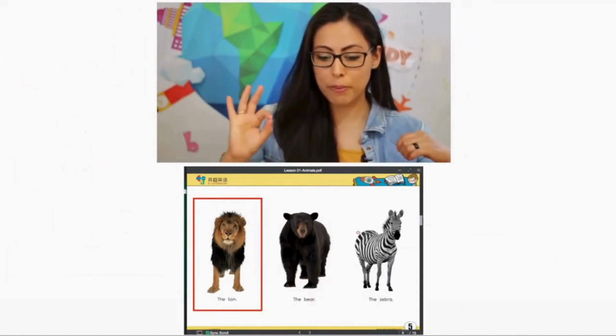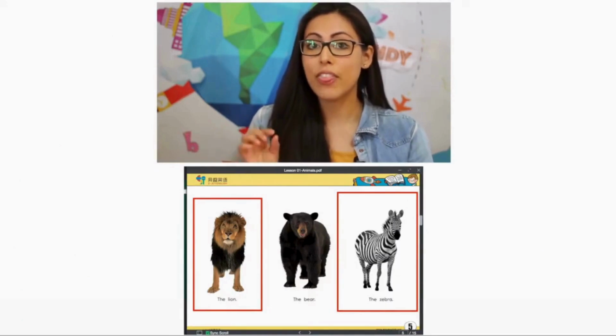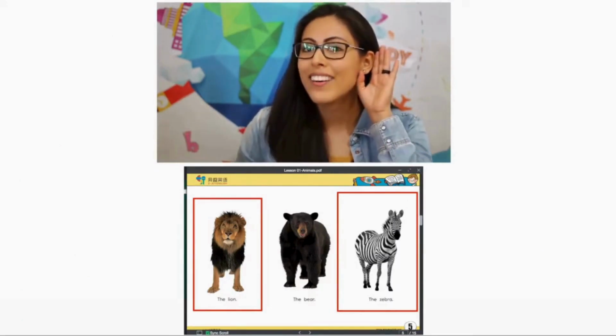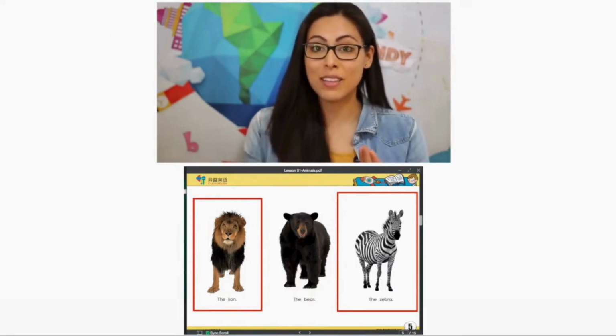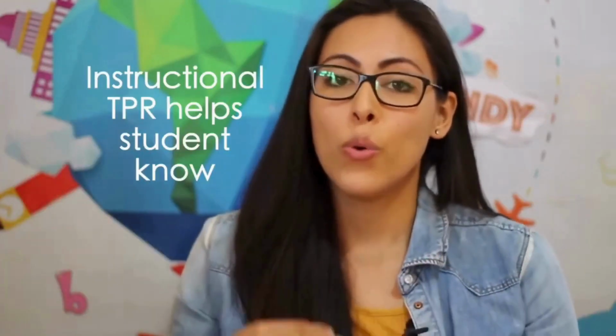Here, the student has to repeat the lion or the zebra. So after you read the phrase, you can say, the lion. Very good, good. And you can even ask them questions. Hey, do you like lions? You can also use TPR to instruct the student to stand up or sit down. Also to listen, like, what animal is this? Listen. Or even, hey, okay, let's dance. Using TPR will help the student know right away what you expect of them.